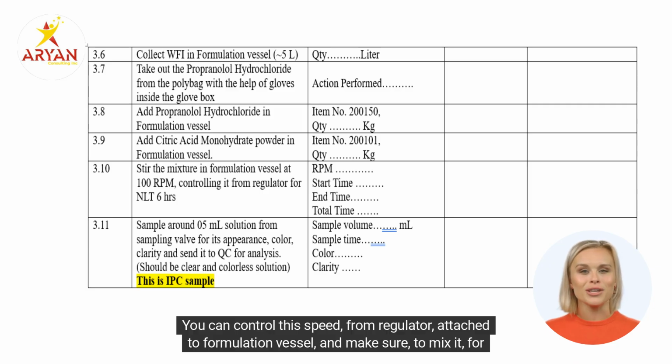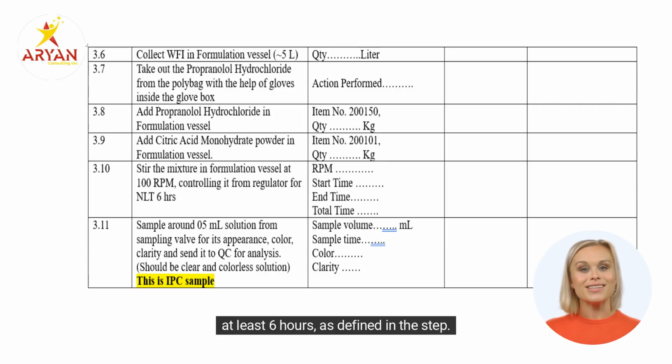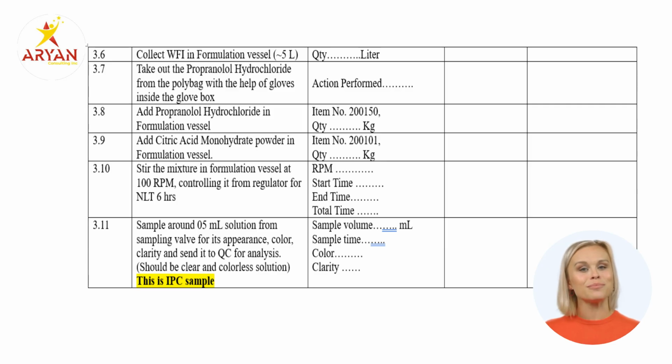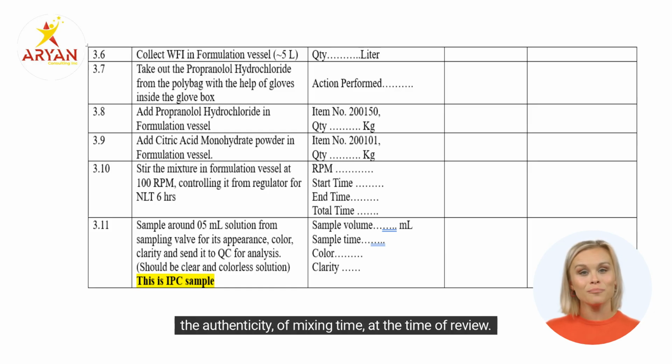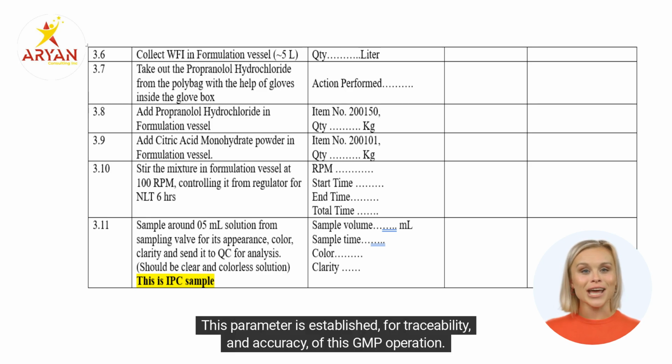You can control this speed from the regulator attached to the formulation vessel, and make sure to mix it for at least 6 hours as defined in the step. The technician will also record the start and end time of mixing so a reviewer can calculate and confirm the authenticity of the mixing time at the time of review. This parameter is established for traceability and accuracy of this GMP operation.